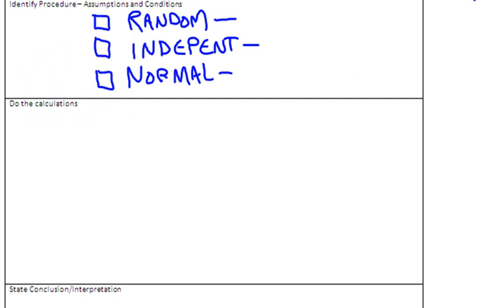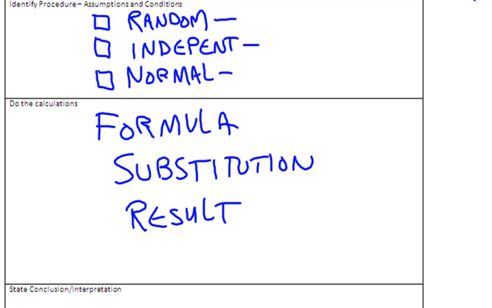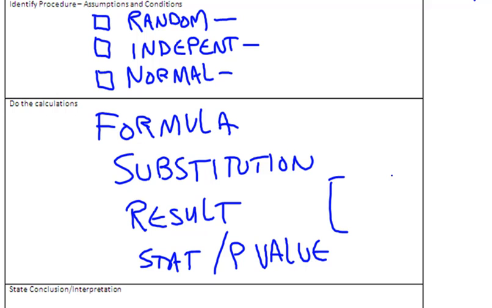For part 3, you are going to state the formula that you're going to use for the confidence interval or hypothesis test. You are going to show the substitution, and you're going to show the result. You're going to let the calculator do all the math, and if it's a result of a hypothesis test, you need the statistic and you need the p-value. And if it's a confidence interval, you're just going to write what the confidence interval is in square brackets. And I'm going to finish the last section in the second podcast.